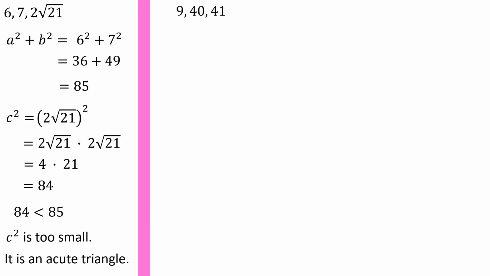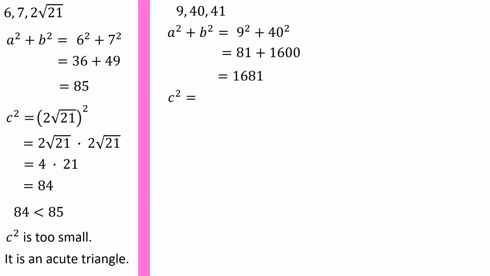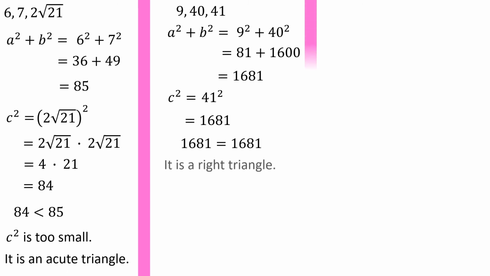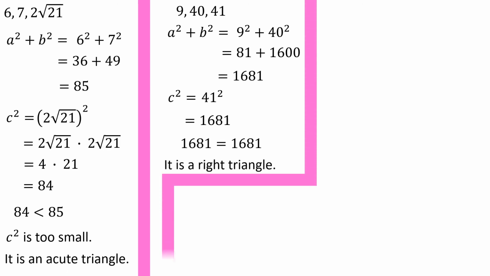Okay. Well, at least this one we can clearly see the largest side is 41. So let's take the two smaller sides, we'll call those A and B. And now the largest side, we'll call that C. Of course, now we've got to figure out, is this just the largest side or is it a hypotenuse? Holy cow, a perfect match. So it is a hypotenuse. It is a right triangle.